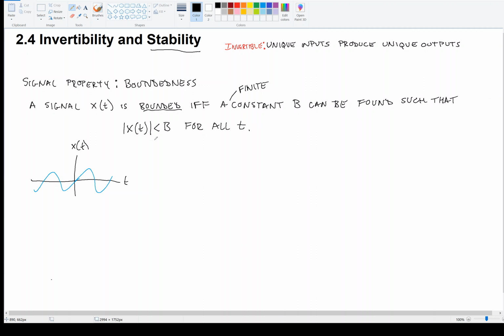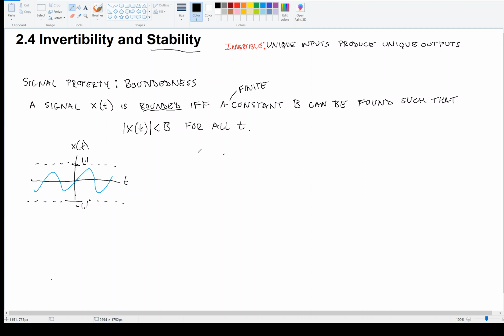So can I find a b such that this is true? Yes. How about 1.1? So this signal is bounded by the value 1.1, below and above, in absolute value. And I could choose 1.01, as long as I can find a bound to the signal. So we would say that this signal is bounded.